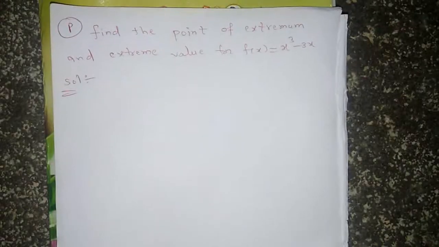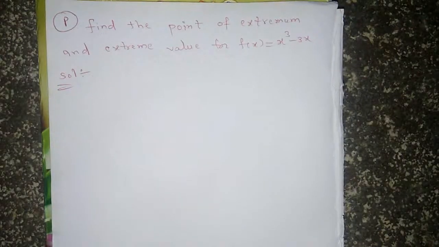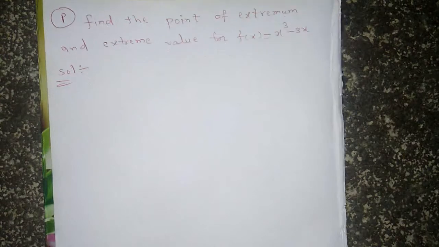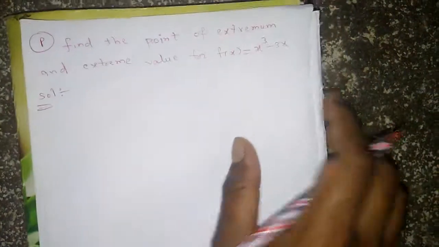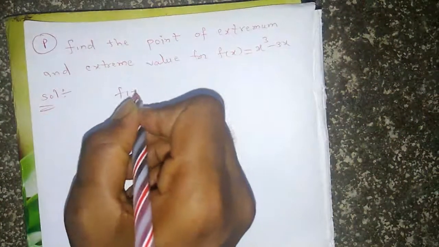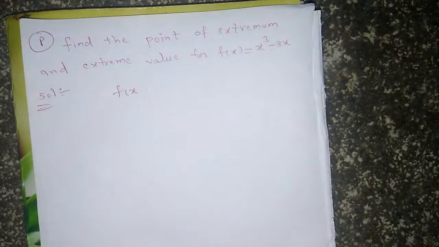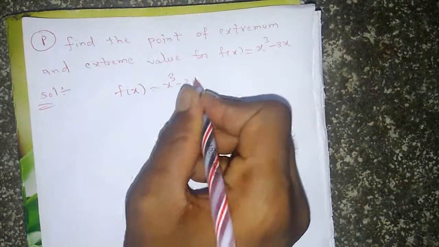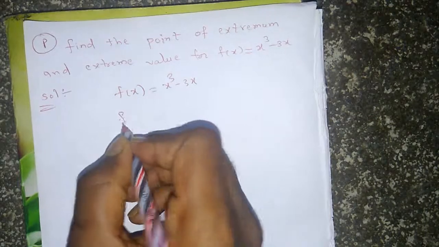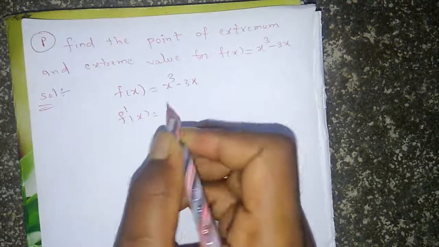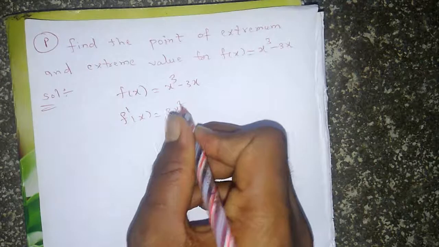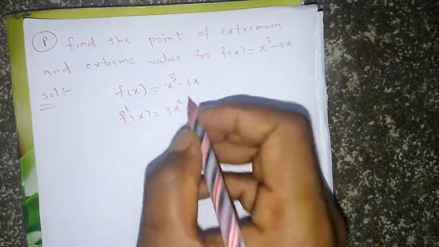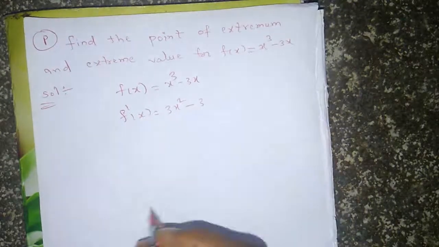Our next problem is: find the point of extremum and the extreme value for the given function f of x is equal to x cube minus 3x. Here, given f of x is equal to x cube minus 3x. Find f dash of x, that is derivative. Derivative of x cube is 3x square, derivative of 3x is 3.